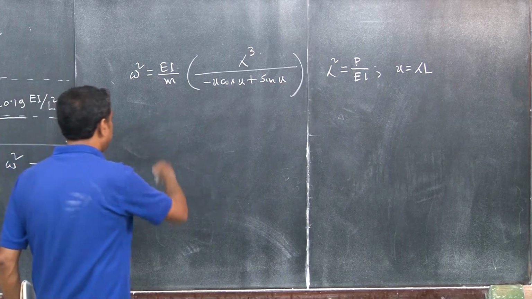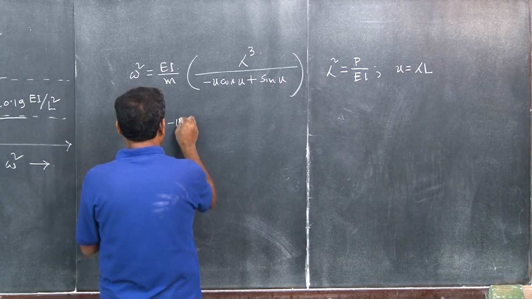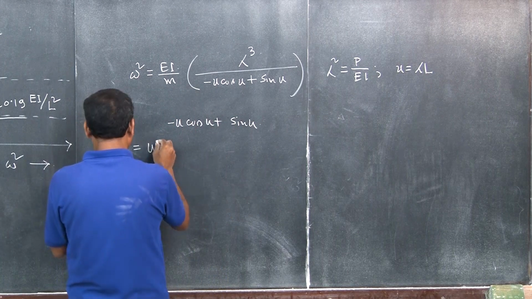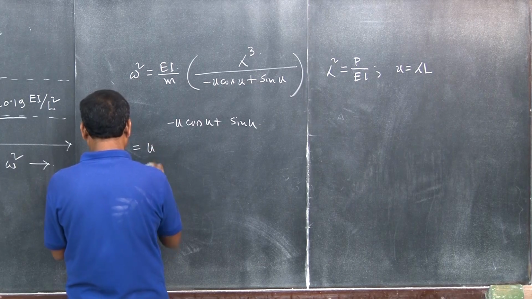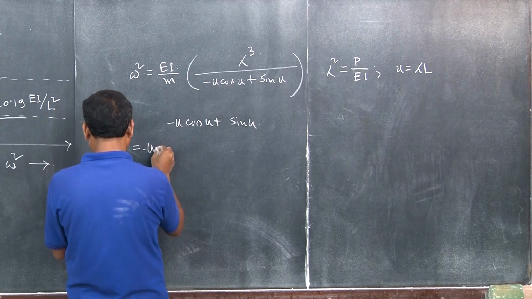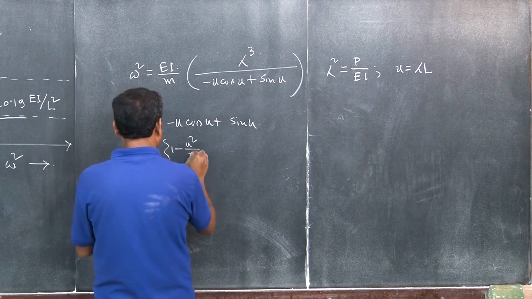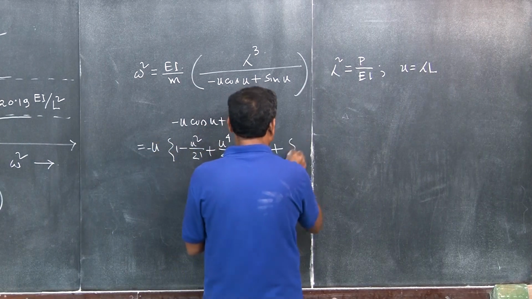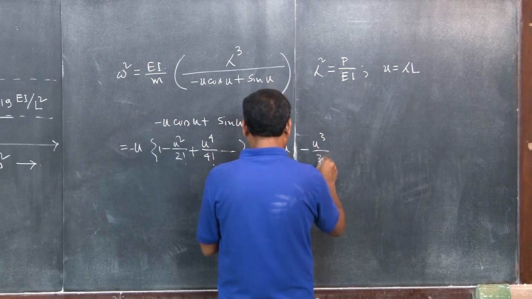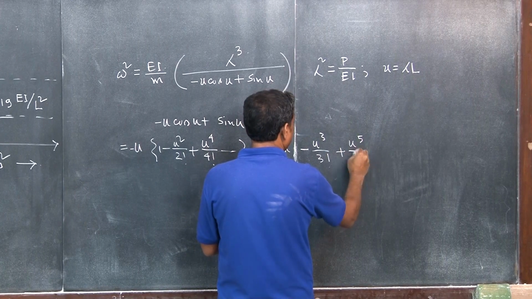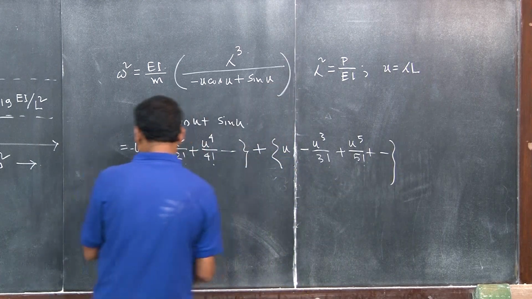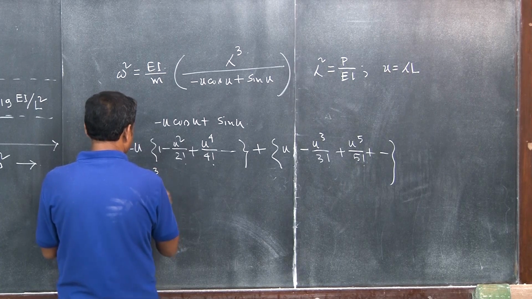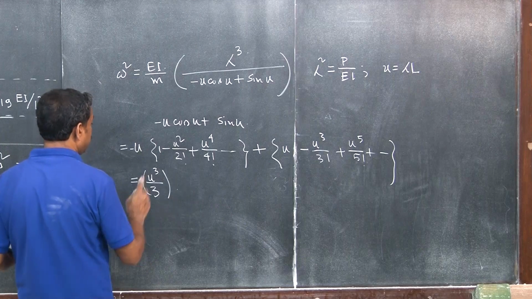We are doing this kind of simplification, and then you do u cos u plus sin u, and expand it. You get 1 minus u square by factorial 2 plus u to the power 4 by factorial 4, and plus u minus u cube by factorial 3 plus u to the power 5 by factorial 5. From there, if you simplify, you will see that this is giving you u cube upon 3, for very small u.